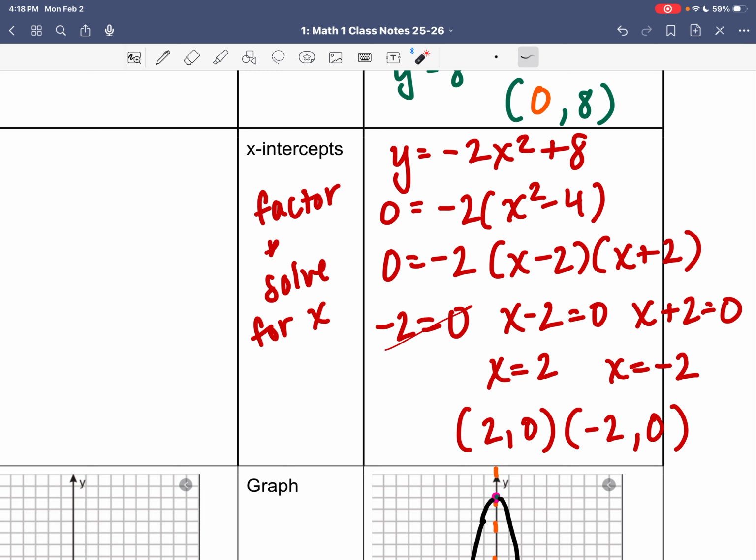And then here, add 2. So I got x equals 2. And then here we're subtracting 2. So I've got x equals negative 2. So your x-intercepts are at 2 and negative 2.